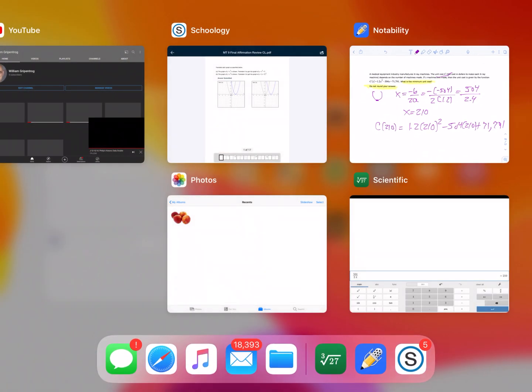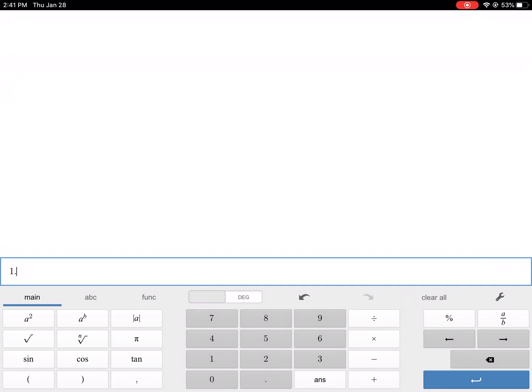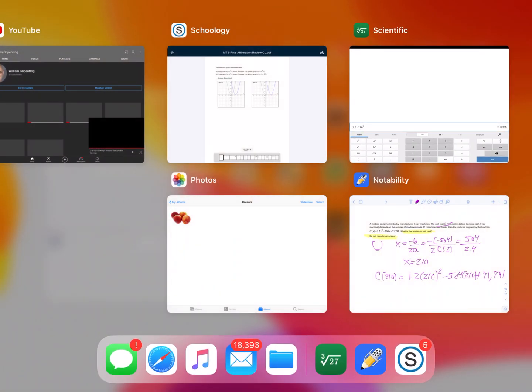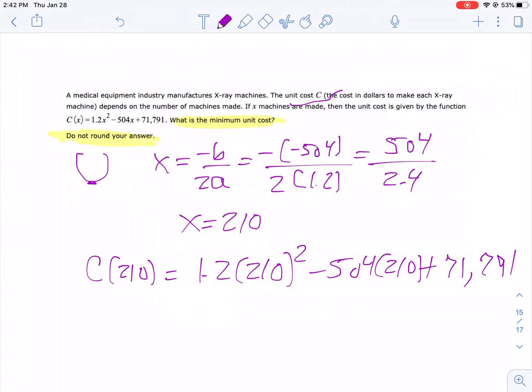1.2 times 210 squared. And then we said what comes next? Minus 504 times 210. And then there was a kind of big number on the end. What's in there? Plus 71,791.